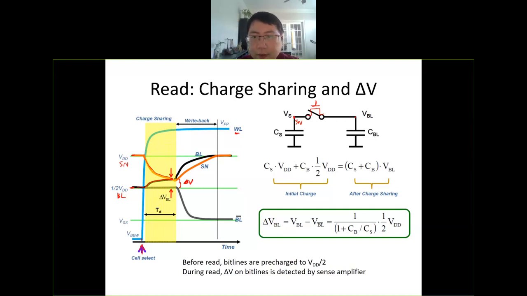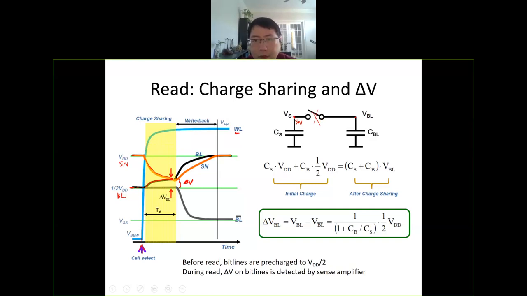Why is that? Let's look at what you have before you turn on the word line. Before you turn on the word line, this transistor is off, so it's like an open circuit, like a switch that is open. There's nothing here, so those two sides are isolated.